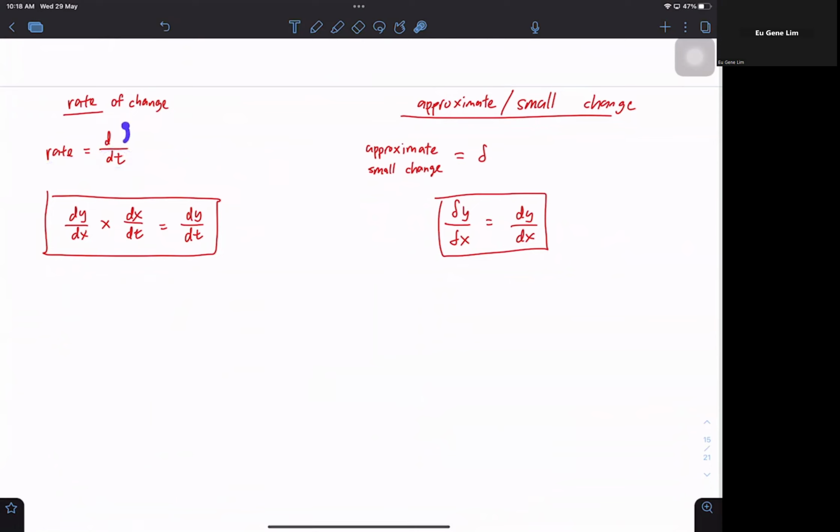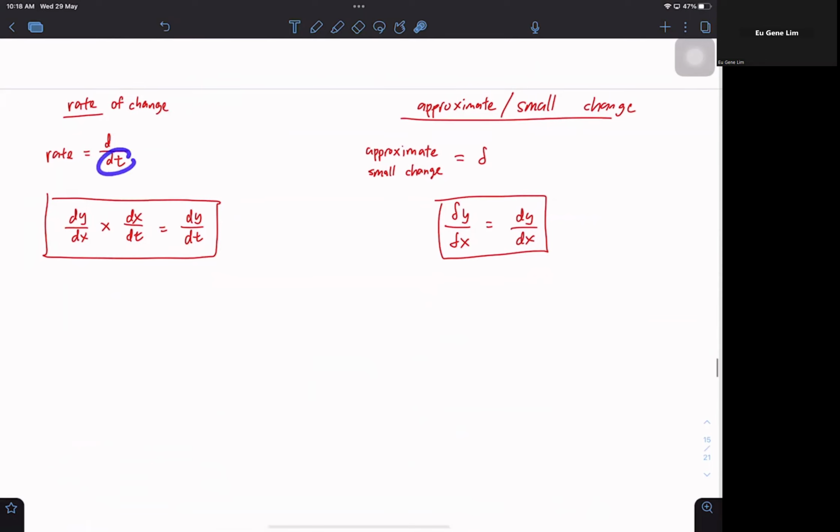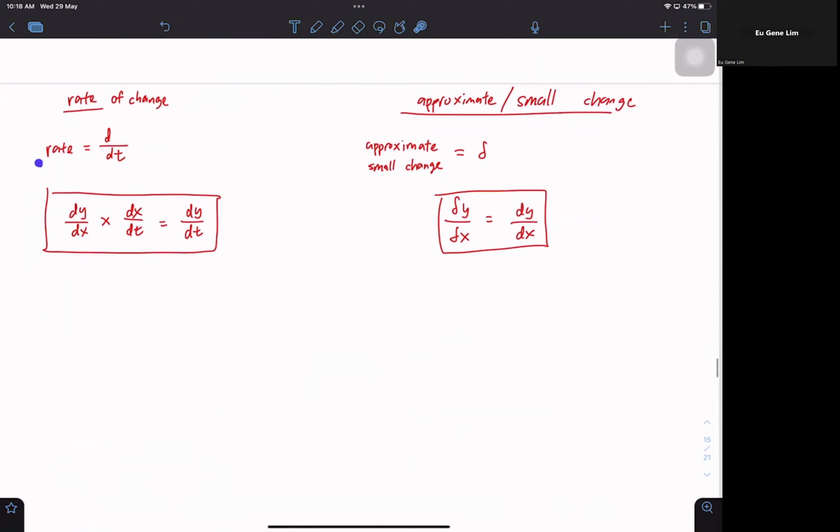Then what is on top? On top can be dA/dt, dV/dt, dr/dt, dy/dt, or dx/dt, depending on the question. But dt is always at the bottom. The word rate means dt, okay? Then the formula is like this.